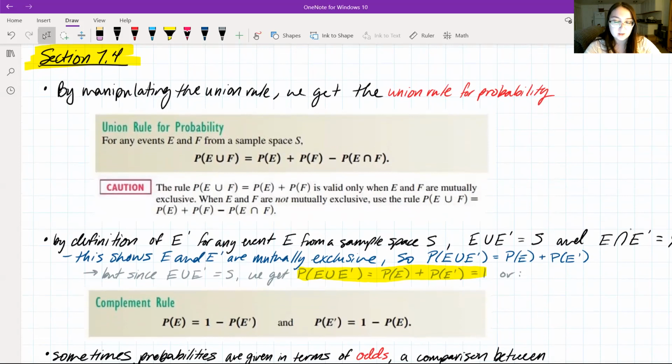Word of caution, the rule that the probability of E union F is equal to the probability of E plus the probability of F is valid only when E and F are mutually exclusive. Or like when we learned our original union rule, when they are disjoint sets. So when E and F are not mutually exclusive, we use the original rule. When they are mutually exclusive, we can use kind of like this cheat rule.